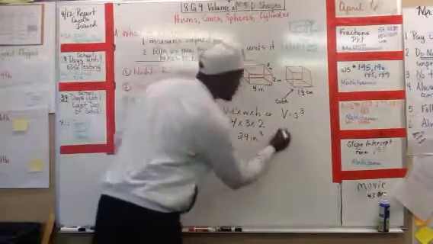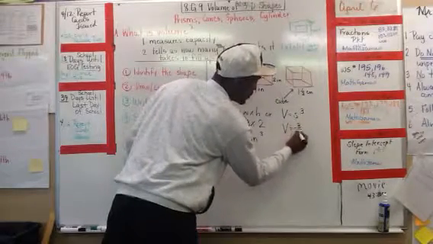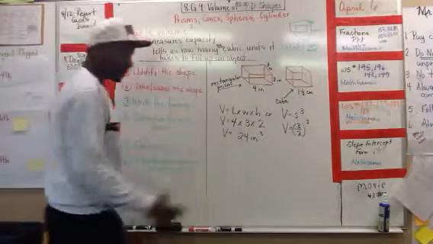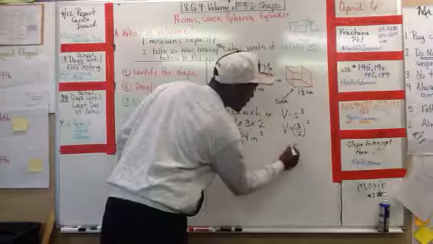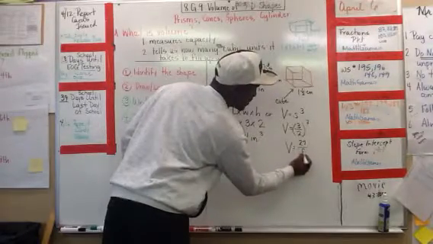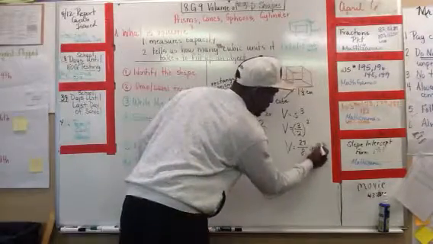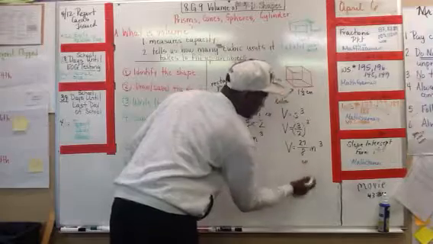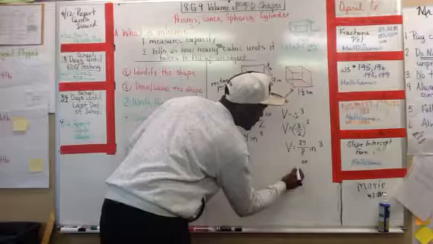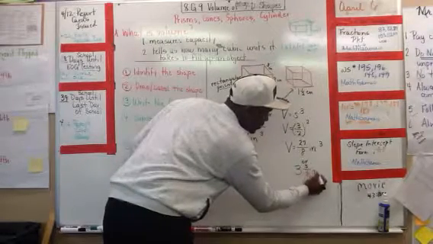If I do that one, V equals, the side is 1.5. If I change that to an improper fraction, I get 3/2 to the third power. 3 to the third power is 27. 2 to the third power is 8. 27 over 8 inches cubed. You could also change this to a mixed number. You get 3 3/8 inches cubed.